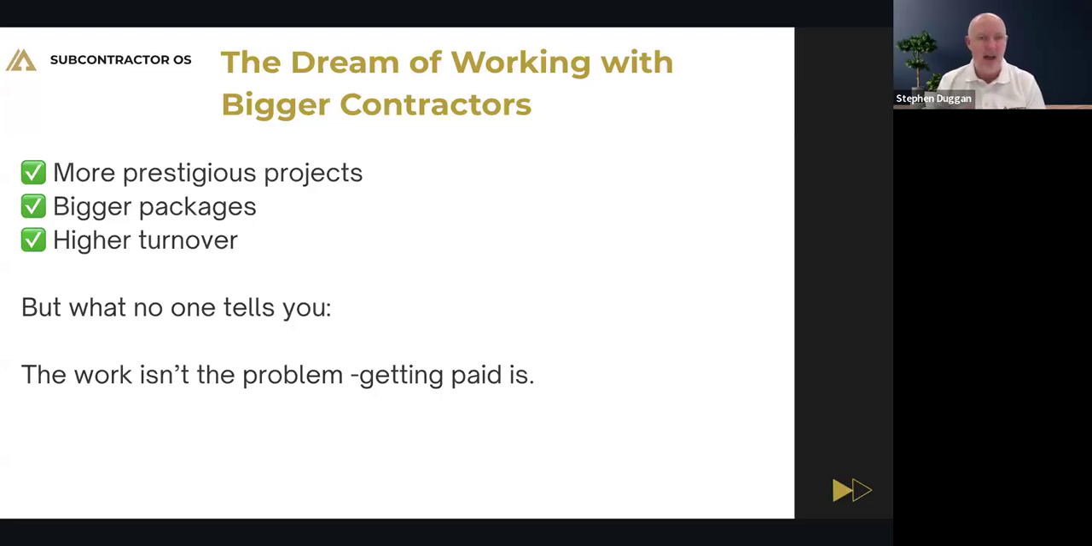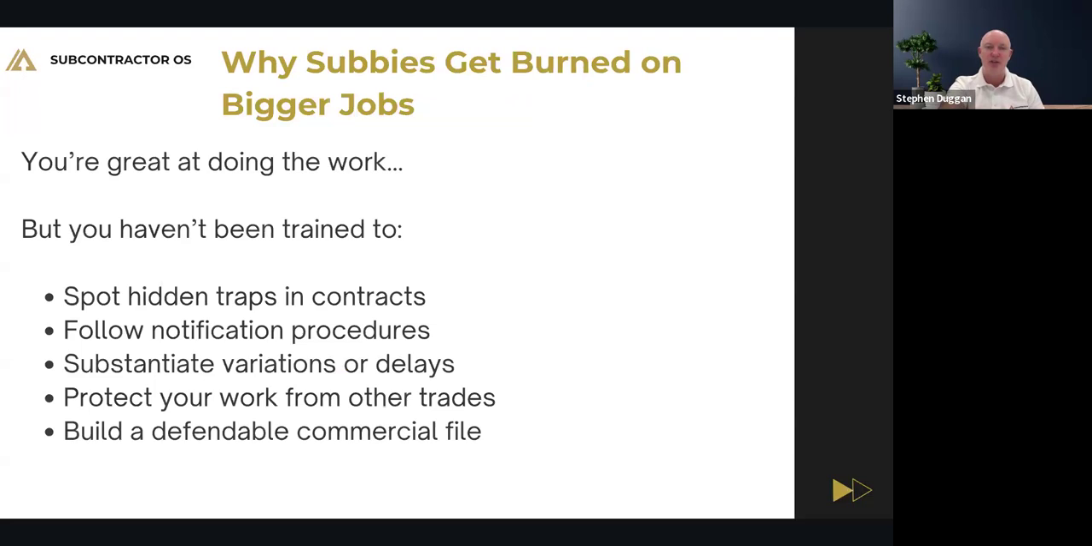But having the system that I'm about to share with you will allow you to take on more prestigious projects, allow you to take on bigger packages, allow you to increase your turnover. But it's not just about getting the work. The problem and the challenge is getting paid, and not just getting paid for the work, but getting paid what you're truly owed. So you're doing good work, but you haven't been trained, most people, and even those working with freelance QSs, unless you've got an expert like John Conroy, I see, who joined the group today, who's a commercial and contractual expert, but your average QS doesn't understand these commercial things.